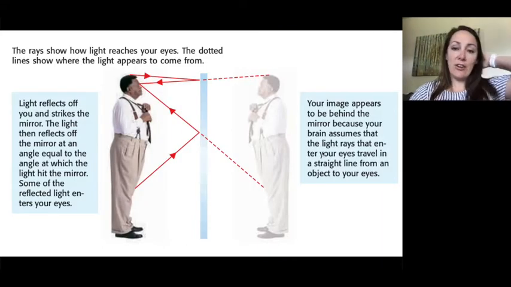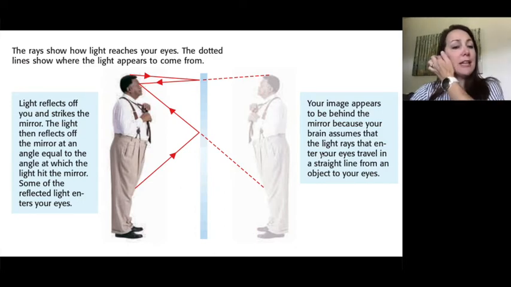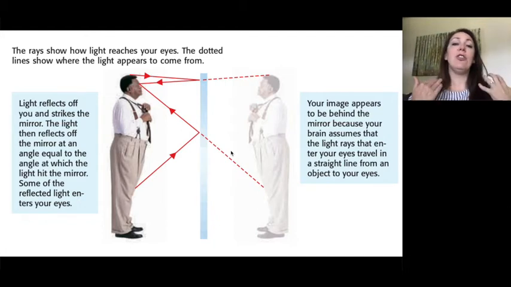So in this diagram here, there is a picture of a man looking into a plane mirror. The red rays here show how light reaches your eyes. The dotted lines show where the light appears to come from. So mirrors kind of fool you because you feel like you're looking through a window at somebody else looking back to you, which is why it's a virtual image. There's not another you in another parallel universe looking back at you through this mirror.